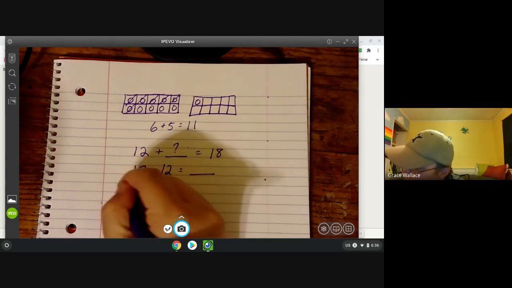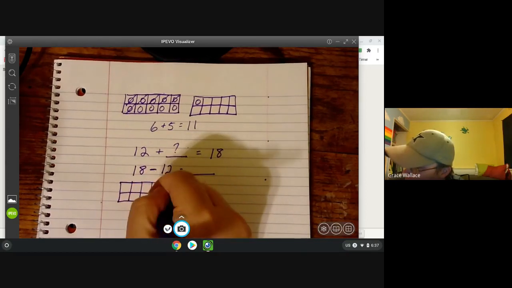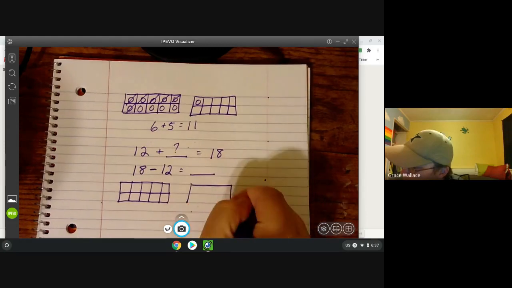How would you solve this? Talk to the person next to you. How would you solve this problem? What strategy would you use and how would you attack it? I could also use my number line.